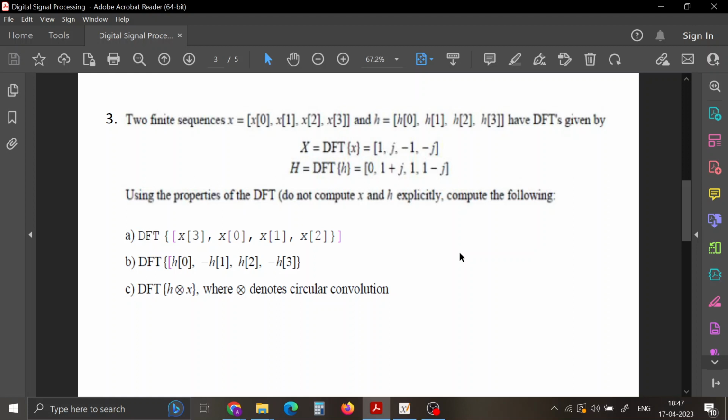So in part A, you need to find the DFT of this sequence: x of 3, x of 0, x of 1, x of 2. And similarly in parts B and C also, you are asked to find similar kinds of things. So hopefully this question is clear, right?